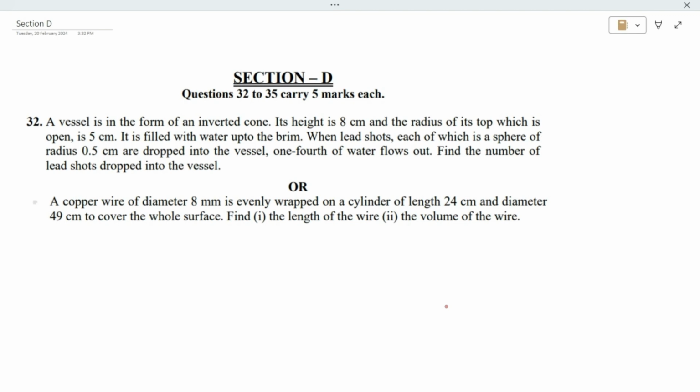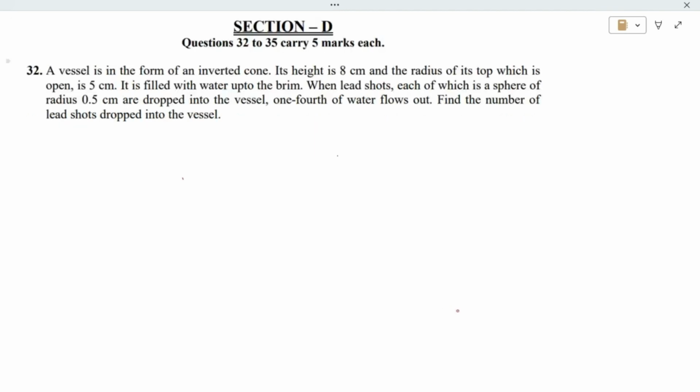Question number 32 is an internal choice question. Let's deal with the first question. A vessel is in the form of an inverted cone. So I'm just drawing the inverted cone. Its height is 8 centimeter, and the radius of the top, which is open, is 5 centimeter. It is filled with water till the brim. So it is open, and it is filled with water.